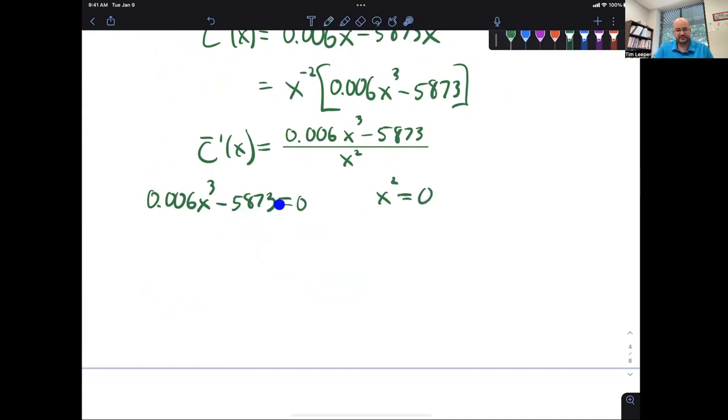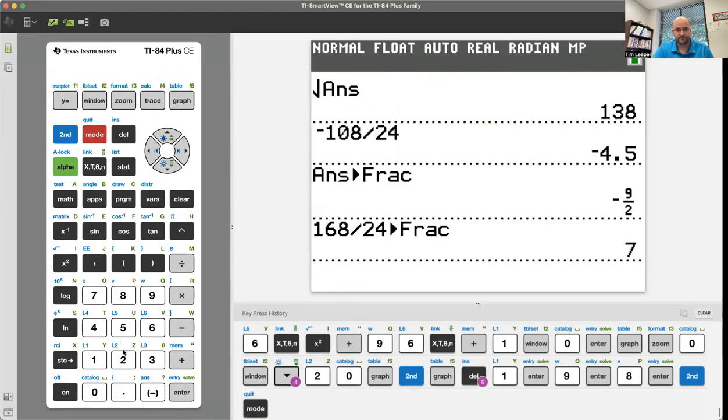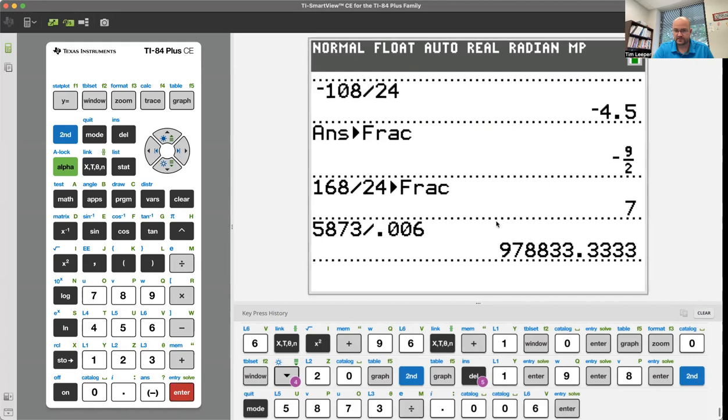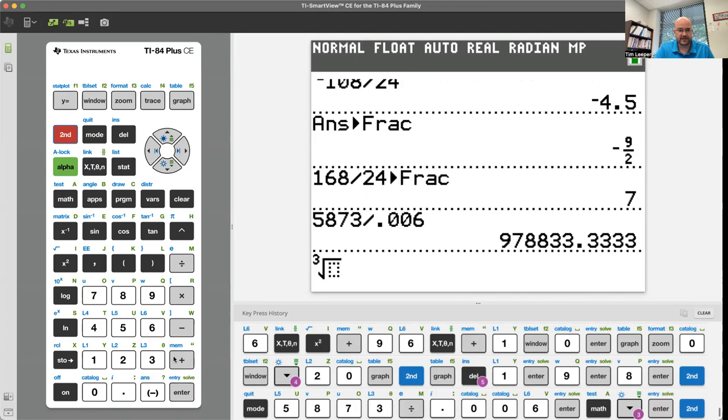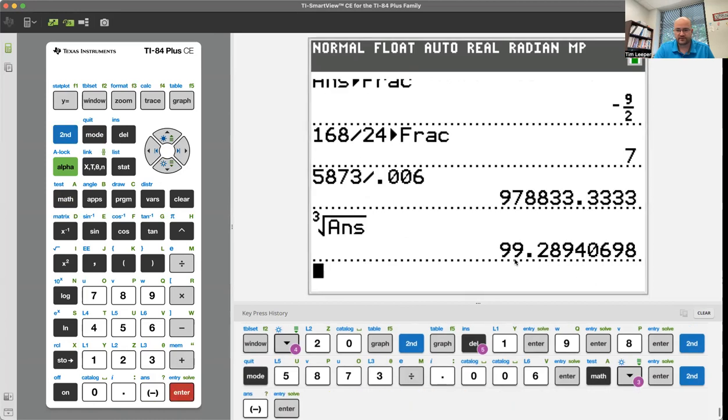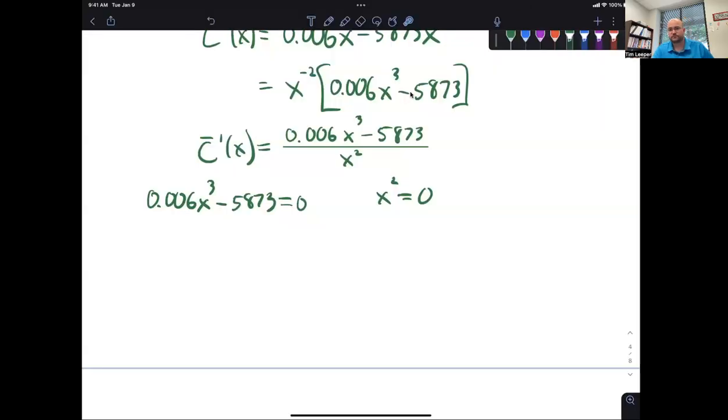For the first one, add the 5873, divide by 0.006. I'm not entirely certain what that is, so let's go to the calculator. 5873 divided by 0.006 gives me 978833.333333, repeating. Now I need to do the cube root of that. If I press math, cube root of that answer, that gives me 99.2894, and so on. Good deal.